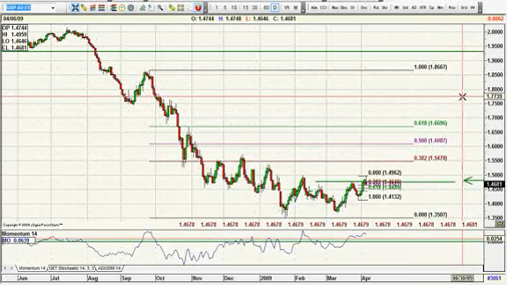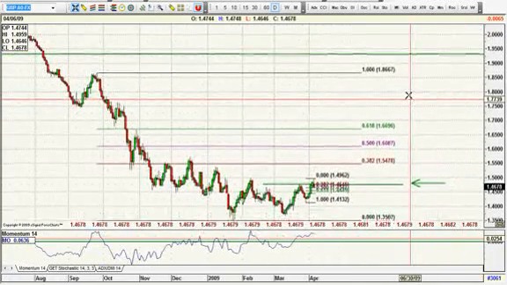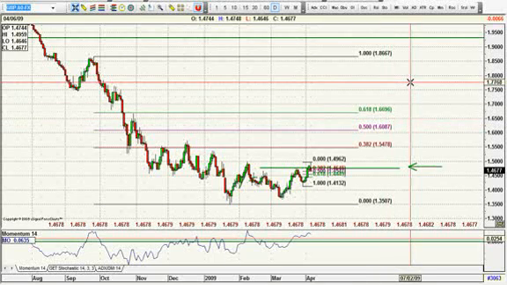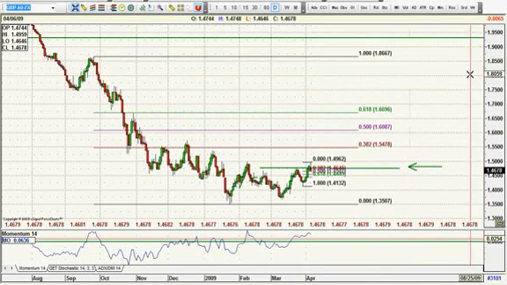Just wanted to give everyone sort of an educational update on this currency pair and what could be happening with it.